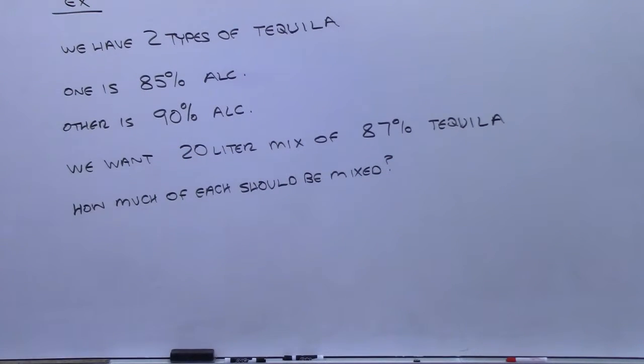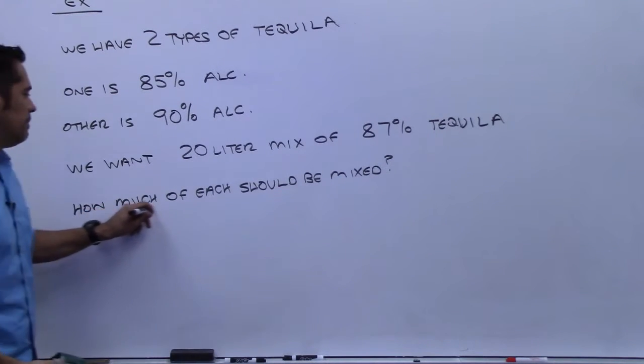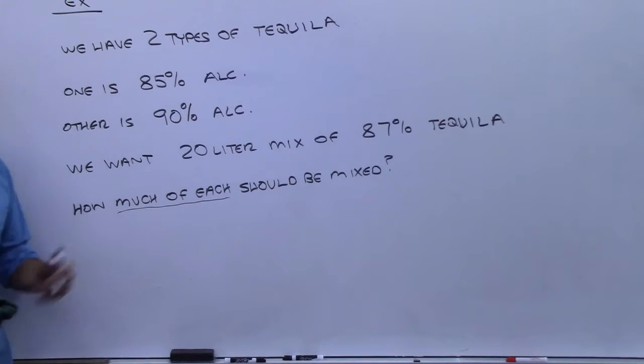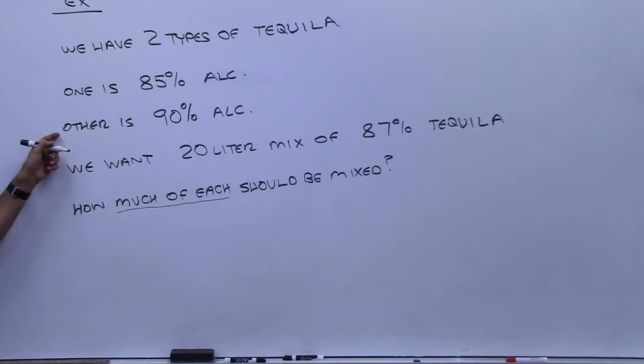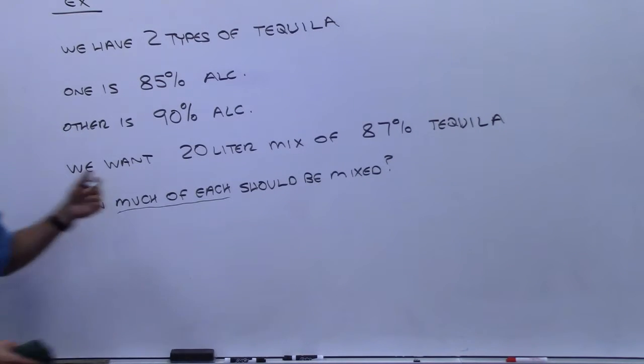All right, so there we go. We've got our situation now. We need to somehow solve this, right? Your hint is that it's a system of equations, right? You want to know how much of each, right? So there's two things you want to know: how much of this tequila and how much of that tequila you need to mix in there. That should probably be our variables. Some sort of X, some sort of Y equals 20.